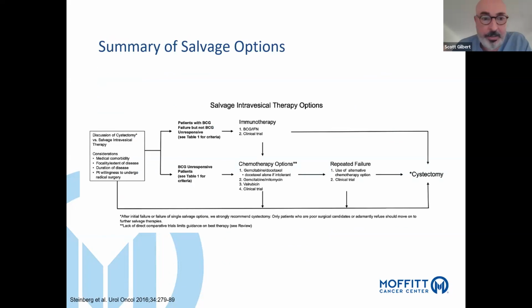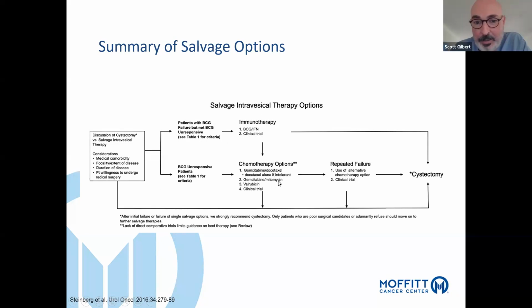So this is just a summary of current salvage options that I think captures how a lot of us are practicing now in terms of the high volume bladder cancer folks in the US. And so obviously patient preferences and their medical conditions and ability to undergo a surgery play into decisions. But you have options. If someone has failed BCG or they're BCG responsive, you have options to try a clinical trial or try an alternative immunotherapy, or you can move them to a gemdosi sequence second line.